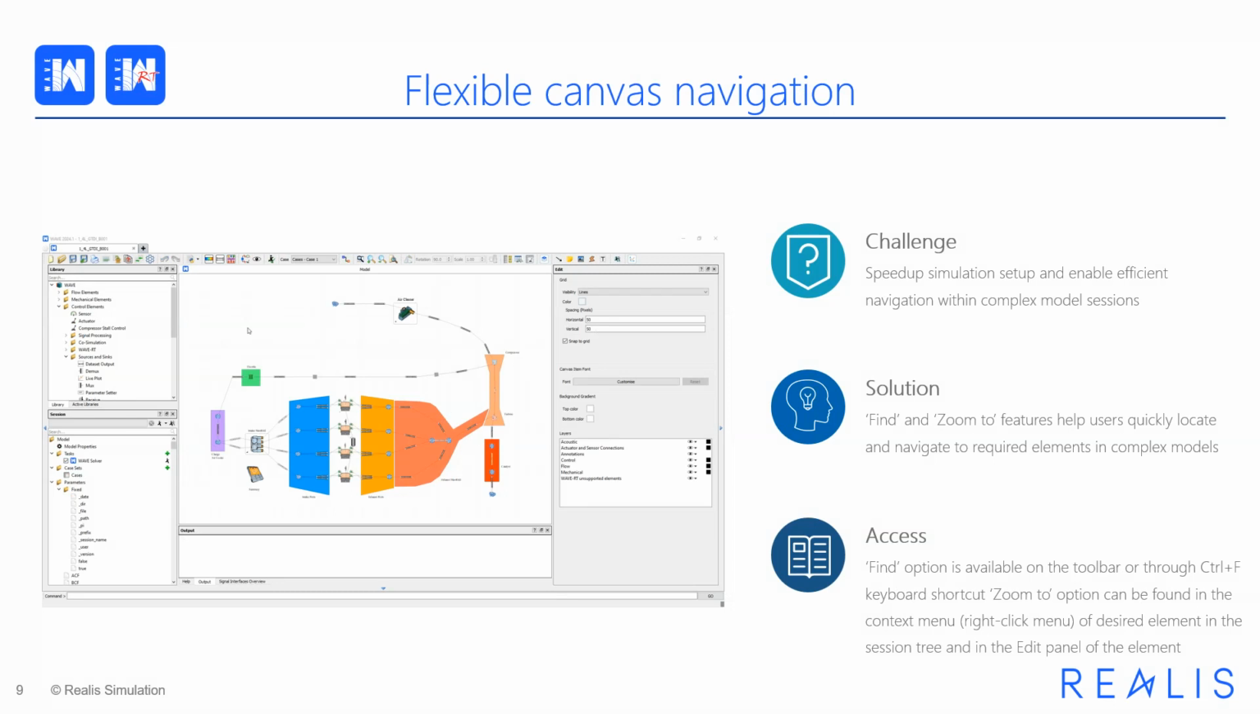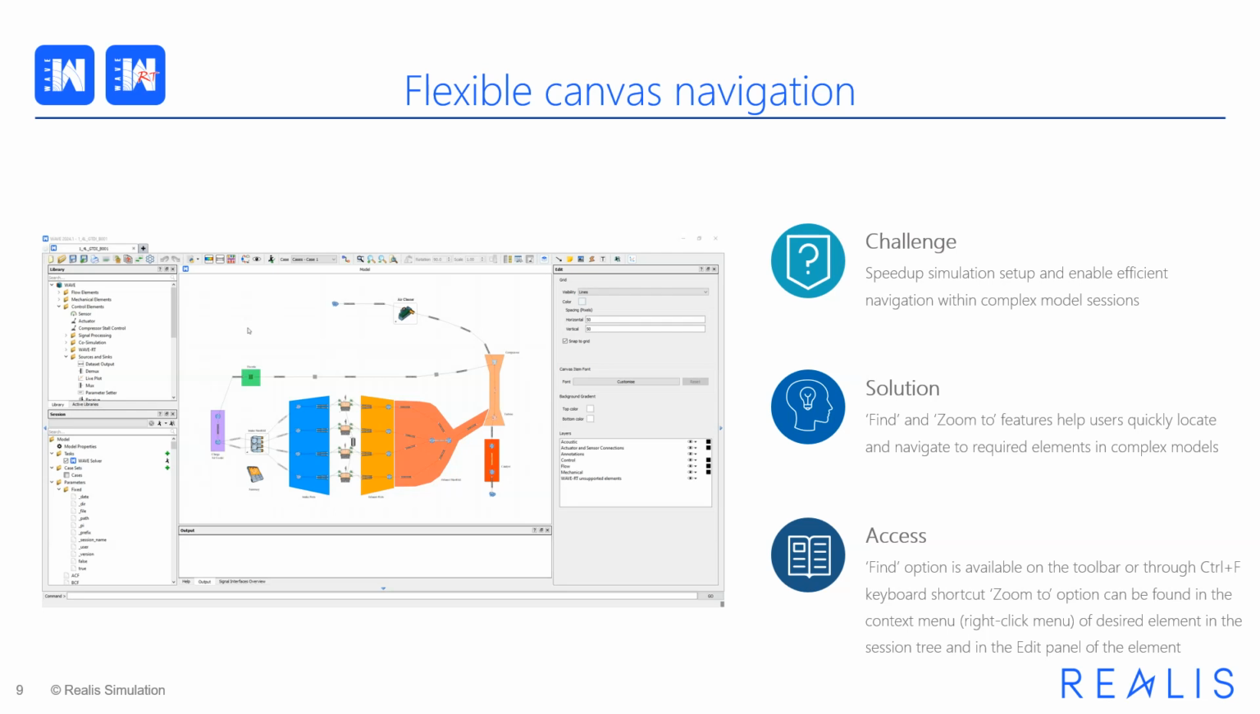Modern engine models can have a large number of elements. However, navigating through these elements within complex models can often prove challenging, leading to delays in simulation setup and troubleshooting. 2024.1 release introduces new canvas navigation features Find and Zoom to. Find functionality, which is available through the toolbar or Ctrl+F keyboard shortcut, allows users to quickly locate named elements, simplifying the navigation process. The feature supports search by name using a part of a name or a regular expression.